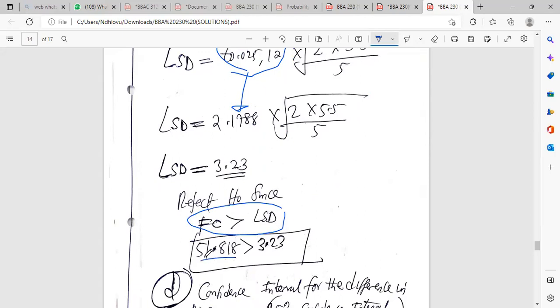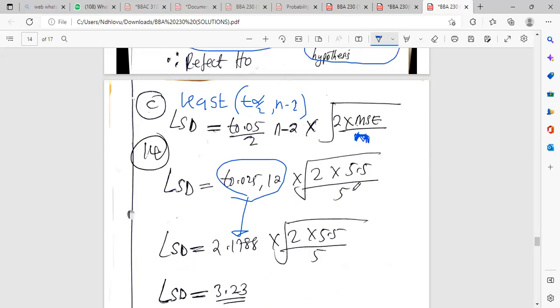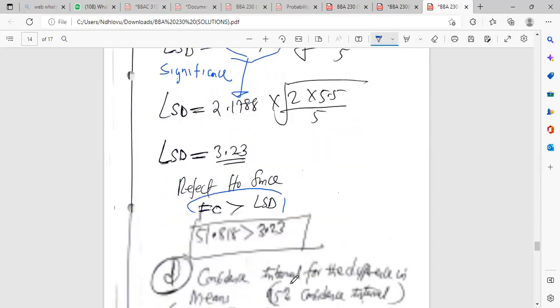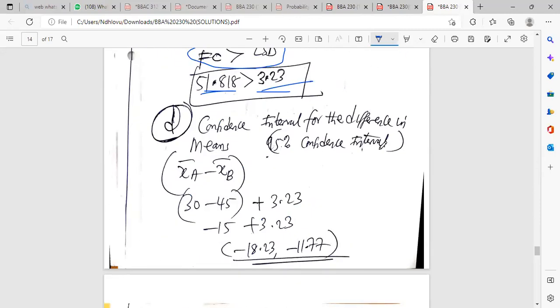Of course, 51.81 is still greater than the amount you found for the LCD. So this is how you get the LCD, the least significance difference. S stands for significance, and D is for difference. So we are still rejecting H naught.